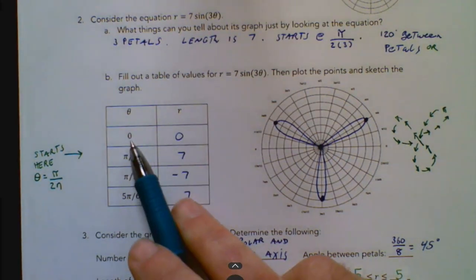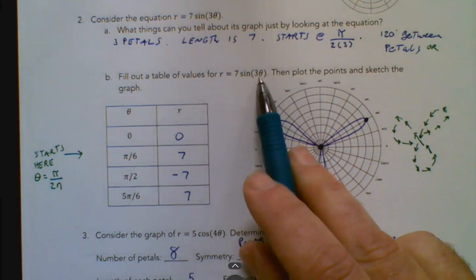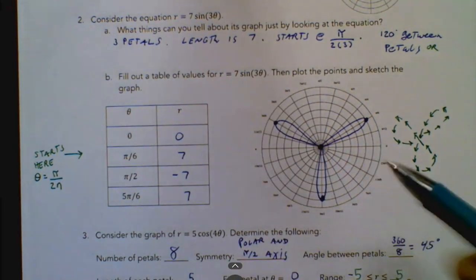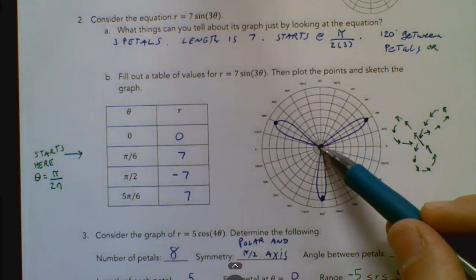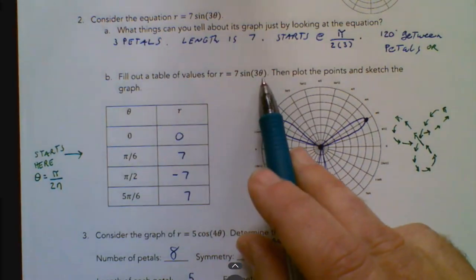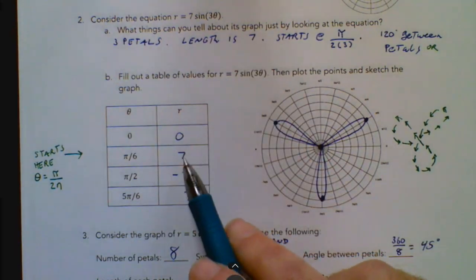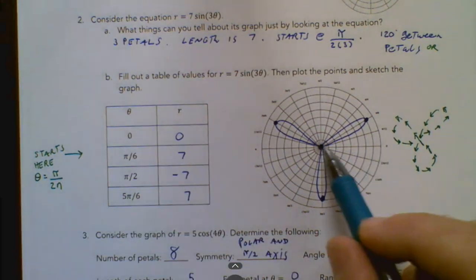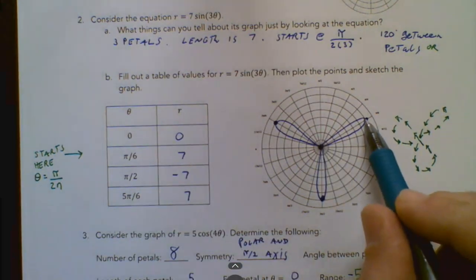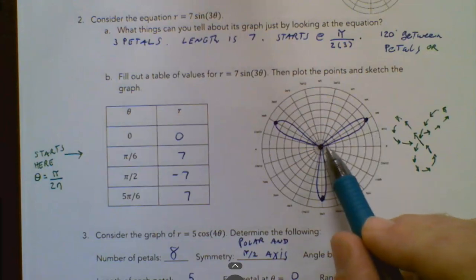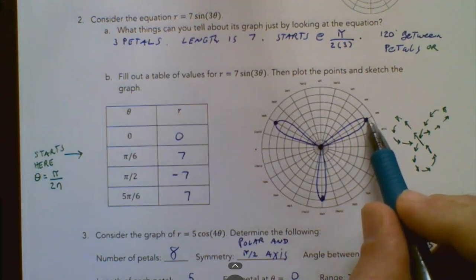If you plugged in 0 into this, you would get 0, which means that's where this graph starts. If you plugged in pi over 6 into this and simplified it, you get 7, which means I'm going to go 7 at pi over 6 to get the next point on the graph. So this is where the next point came from. It started here and went like this. That was the next point.